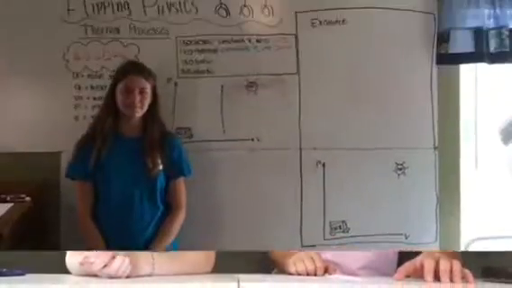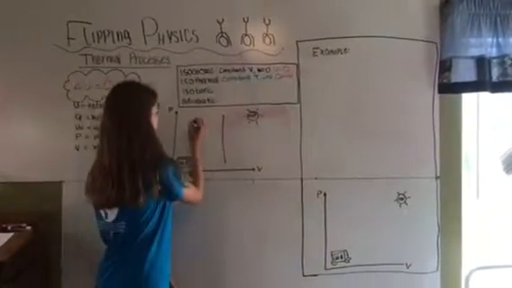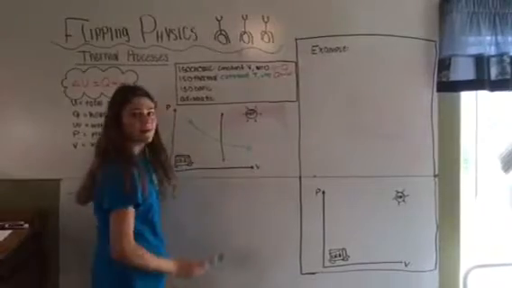So what does an isothermal process look like on a graph? On a graph, an isothermal process looks like this. Now this is called an isotherm. Oh, I get it. So when you look at an isothermal graph, you can see the differences in the temperature by looking at the isotherms.